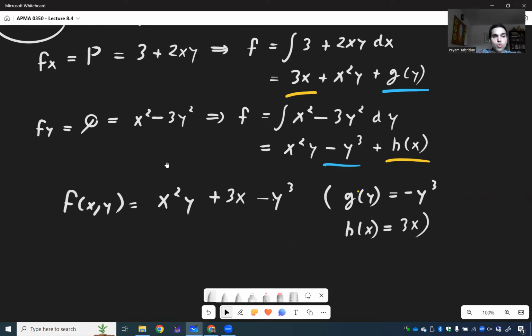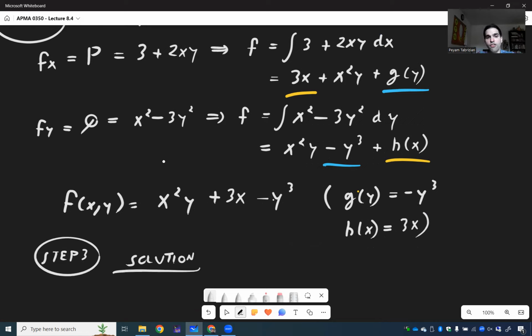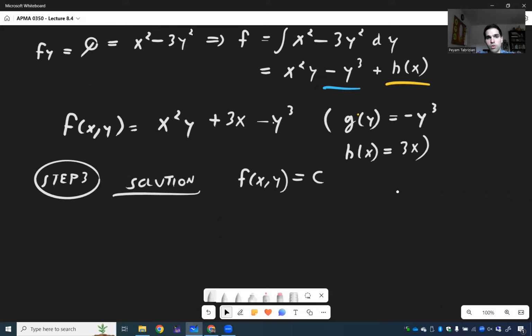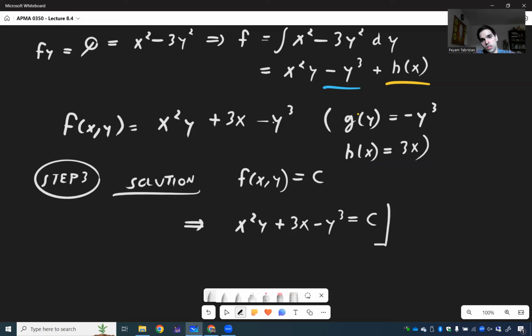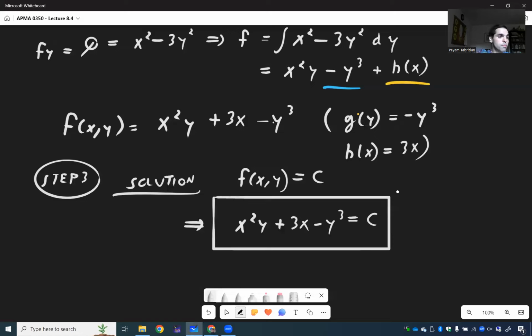And then finally, for your solution, all you have to do is set f of x, y equals c. So what we get is x squared y plus 3x minus y cubed equals c, which again is an implicit solution in this case. And by the way, if I give you initial conditions, you would just plug in x equals something and y equals something and solve for c, just like we did for the other implicit equations.